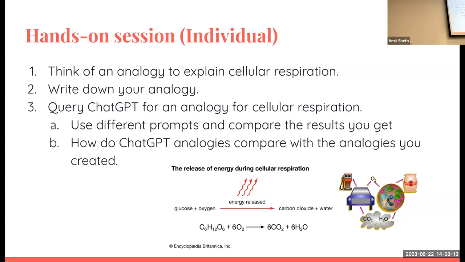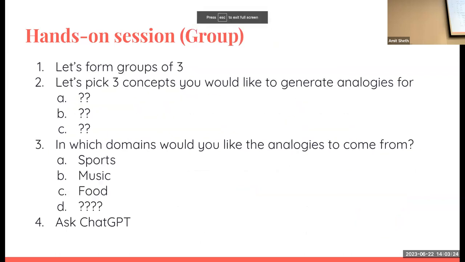So we'll try a group session, but here the difference that I want you guys to see is you could pick any concept that you like, but ask ChatGPT to create an analogy. Give me an analogy for photosynthesis, but in the sports domain. See whether it can give you an analogy in the sports domain. First, see whether you can come up with one in that particular domain.